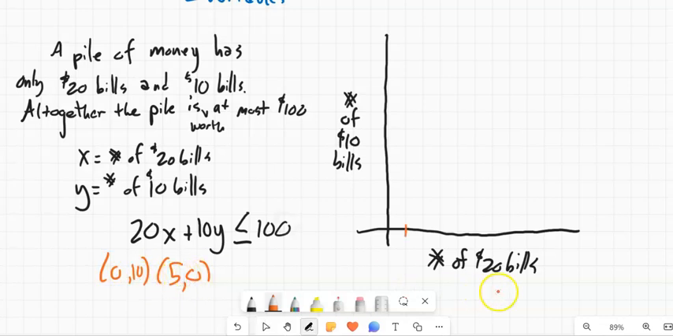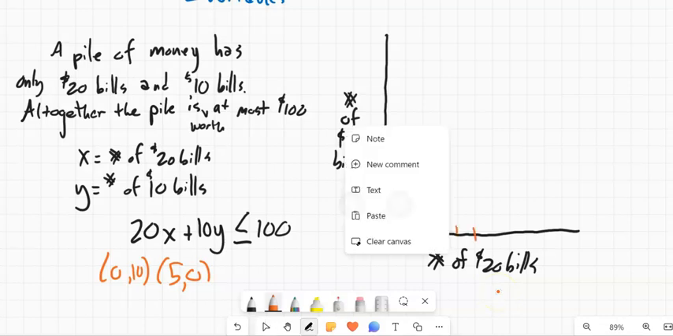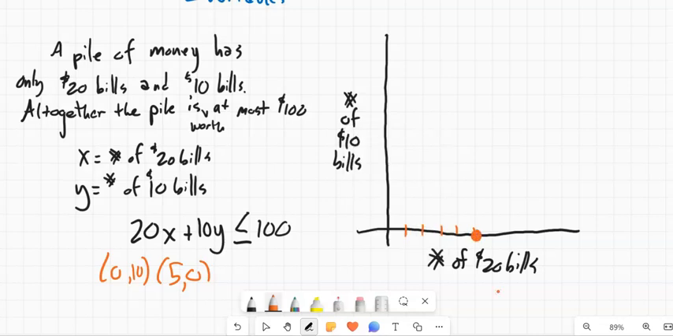You can mess with the scaling of this if you have to. I can go by ones in what I have: 1, 2, 3, 4, 5, and then 0, 10, 1, 2, 3, 4, 5, 6, 7, 8, 9, 10. It is less than or equal to, so it's a solid line. And then, I'm not going to go into negative for these values because that would be like having a negative number of dollar bills, which doesn't make much sense.